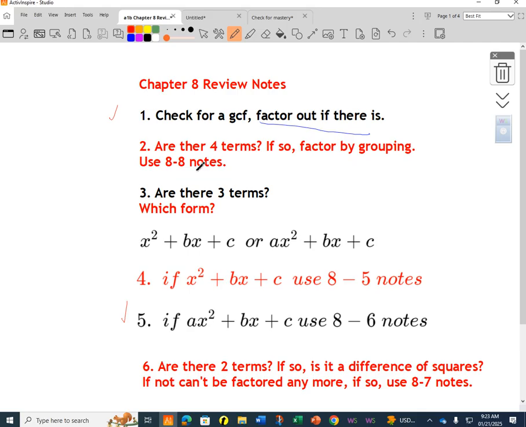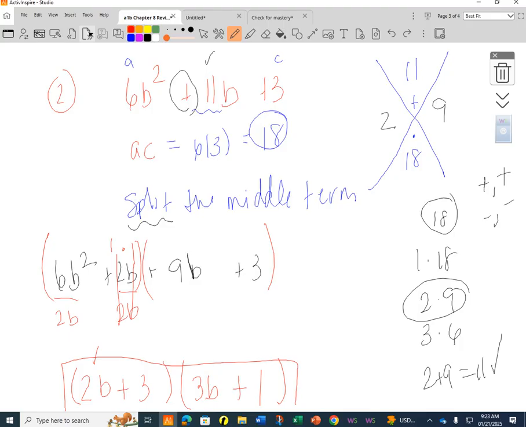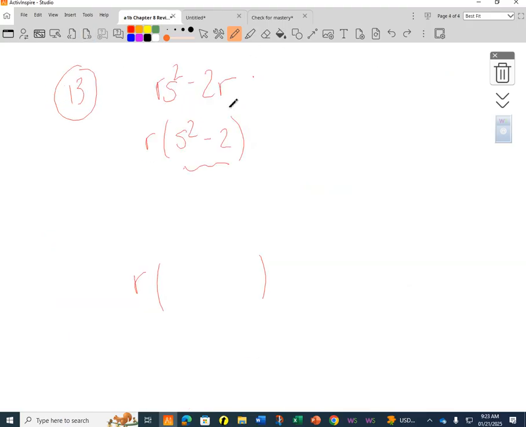Oh, okay. Brooklyn said there's 2 terms. So we're going to go all the way down to here. Is it a difference of squares? So if there are 2 terms, we're looking to see if those two terms are a difference of squares. So remember, it's going to be a perfect square minus a perfect square. Is r squared a perfect square, Brooklyn? Yes, because r times r is r squared, so that's a perfect square.